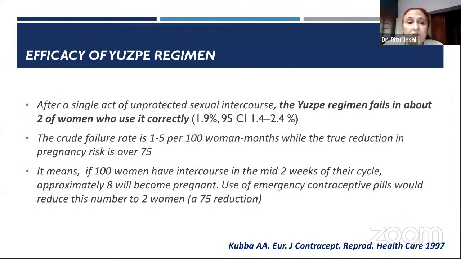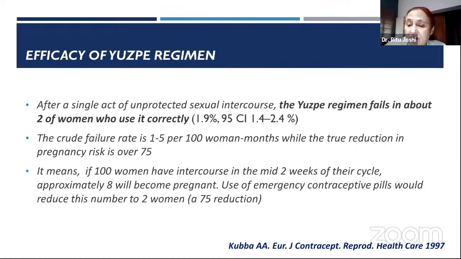The efficacy is that after a single act of unprotected intercourse, the method fails in about 2% of women who used it correctly. So the crude failure rate is about 1 to 5 per 100 women. It means that if 100 women have intercourse in the mid 2 weeks of their cycle, approximately 8 will become pregnant. Use of emergency contraceptive pills would reduce this number to 2, that means almost by 75%.